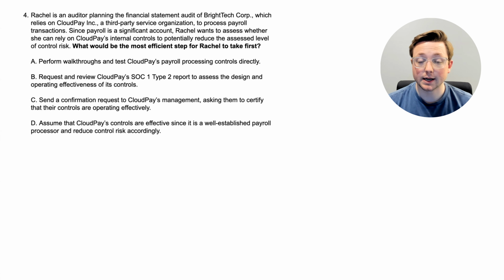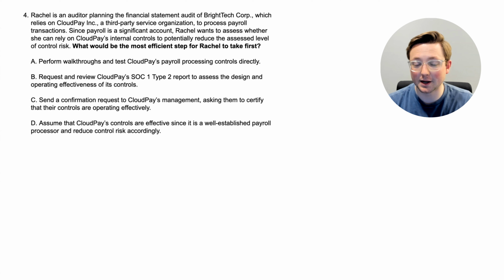Rachel is an auditor planning the financial statement audit of Bright Tech Corp., which relies on CloudPay Inc., a third-party service organization, to process payroll transactions. Since payroll is a significant account, Rachel wants to assess whether she can rely on CloudPay's internal controls to potentially reduce the assessed level of control risk. So again, based on all that, what would be the most efficient step for Rachel to take first? Okay, let's read through these options.